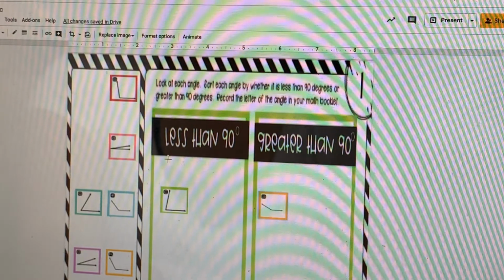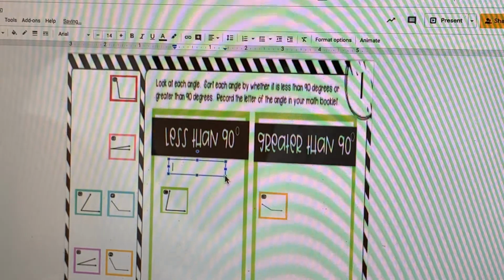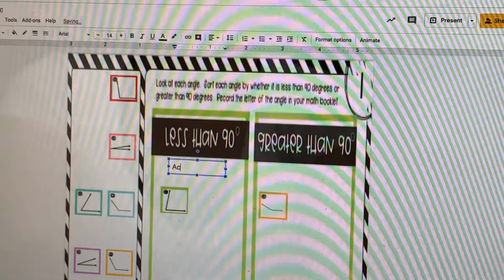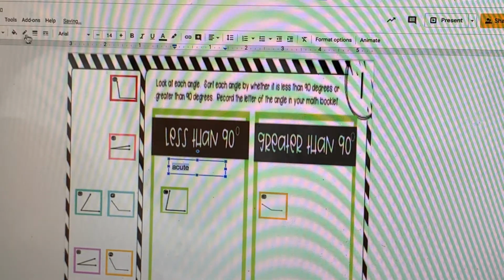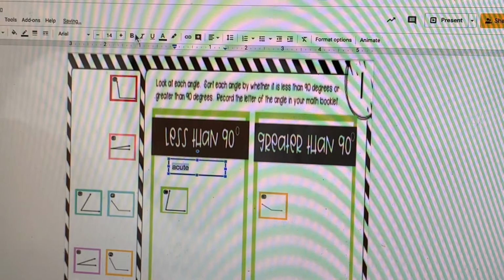I'm going to add a text box right here that says acute and make a little border around that.